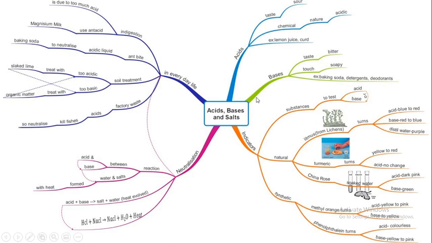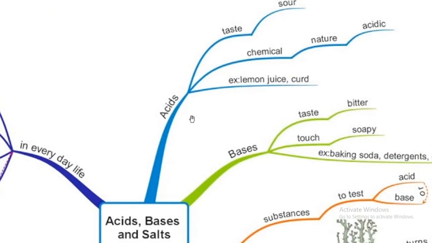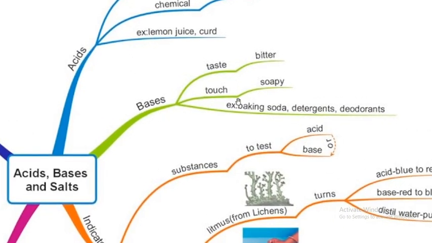We will see about acids. Acids are sour in taste. Their characters are acidic characters, we have seen which substances are classified as acids, and examples for them like juices, curd, some fruit items. Coming to bases, bases are bitter in taste. They are soapy to touch. Natural examples: baking soda, detergents, deodorants, surfactants. These all come under bases.